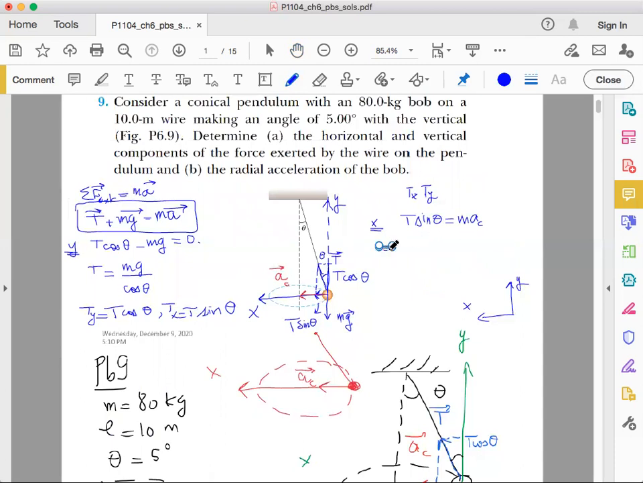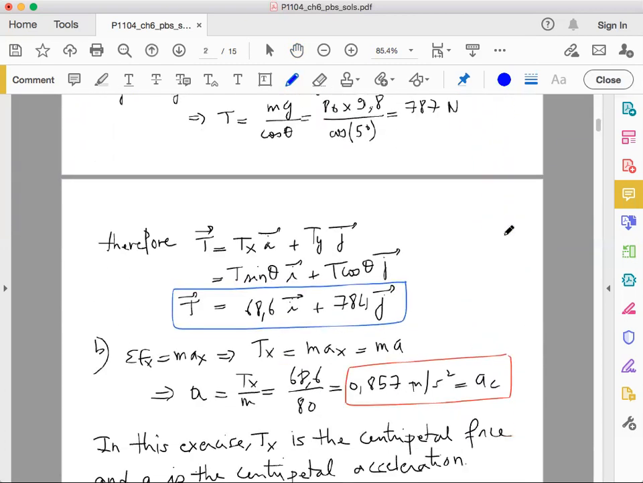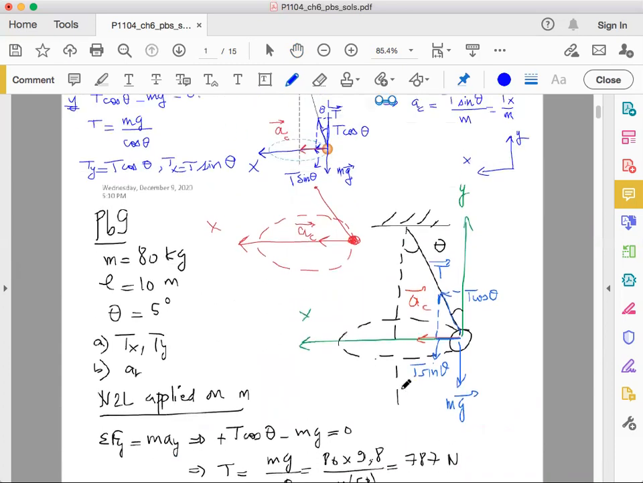So we end up with T sine theta equals m AC. And so from here we can deduce that the centripetal acceleration as a magnitude is given by T times sine theta divided by m, or simply Tx over m, because we have Tx. We know the magnitude of Tx, we know the value of the mass, and we just have to make the numerical application. And we end up with AC equals 0.85 meter per second squared.